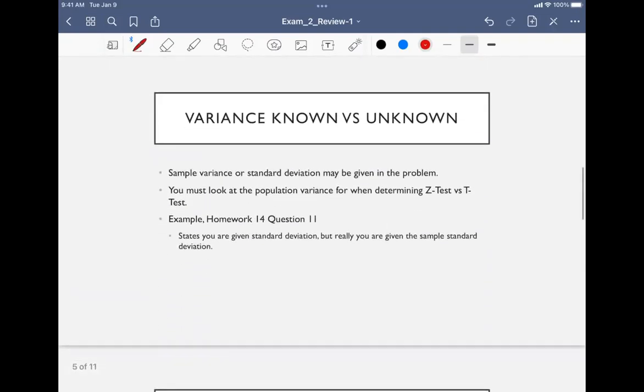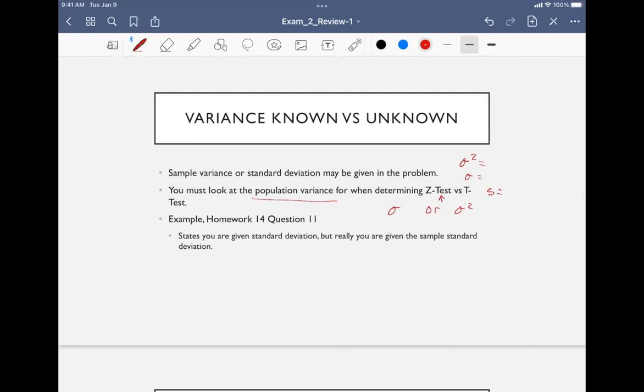So how do we know if we know the variance or if we don't? In some of the problems, the sample variance will be given instead of the standard deviation. So you might see something like sigma squared equals a number, or sigma equals a number, or s equals a number, or you might just be given a word problem. So when you're determining if you're going to use the z-test or the t-test, you need to look at the population variance. If you're given sigma or sigma squared in the problem, then you'll know you want to use the z-test. But if you're not given that, you want to use the t-test.